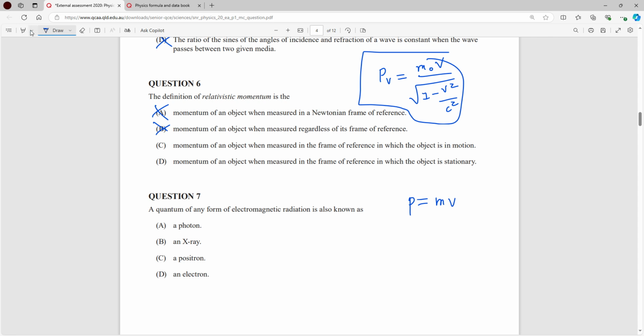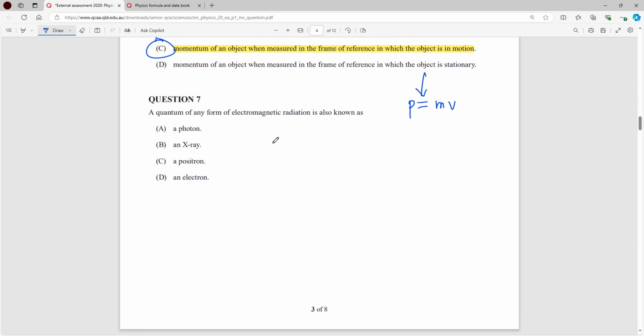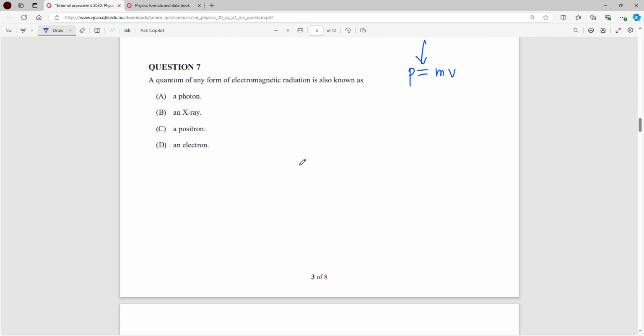But if you're with the object, you're measuring the momentum like this. So that is actually spot on. But let's read the next one as well. Momentum of object when measured in the frame of reference in which the object is stationary. Nope, that's this one here. So the correct answer is C. Okay. Any questions about that one? Leave it in the comments. Okay. All right. Question 7.